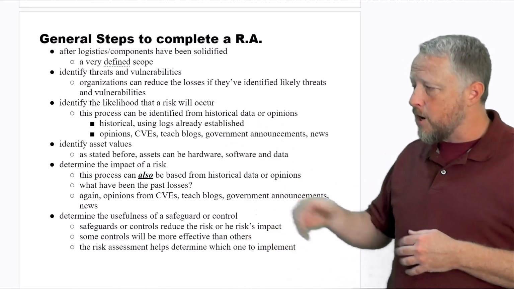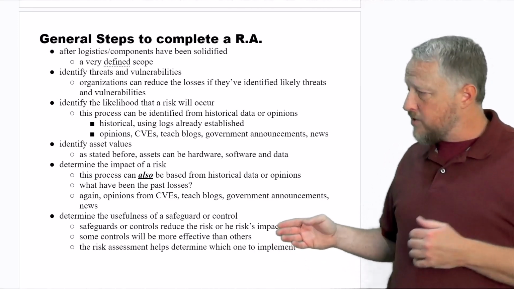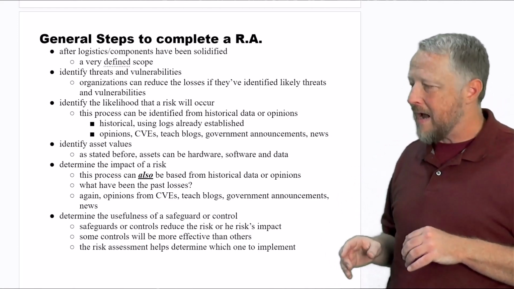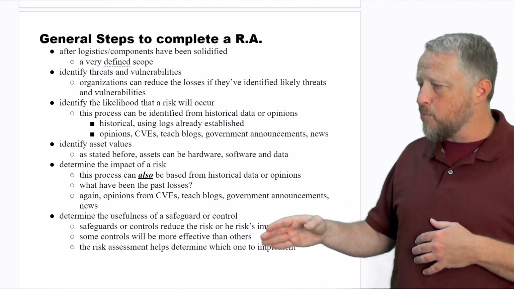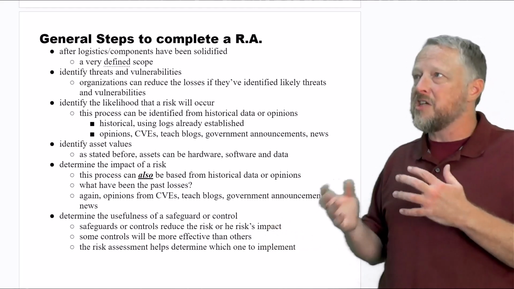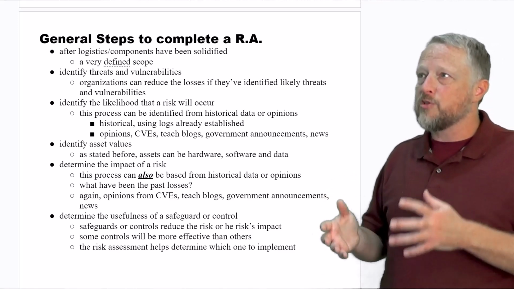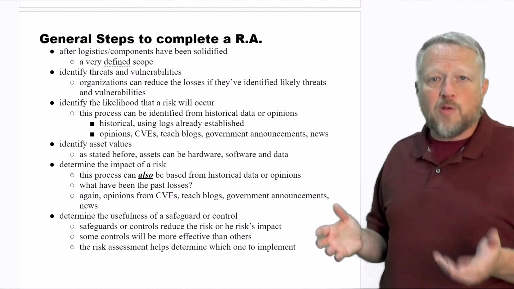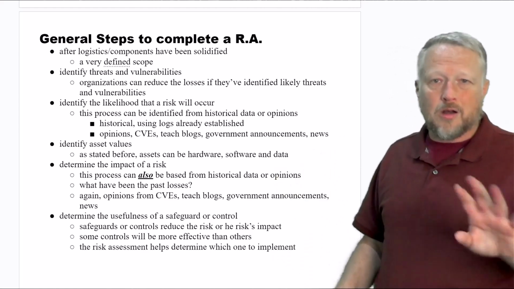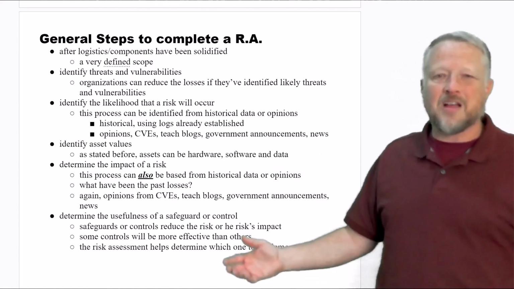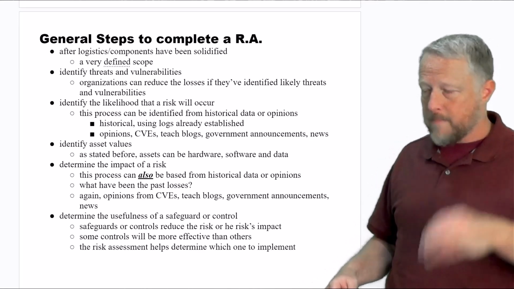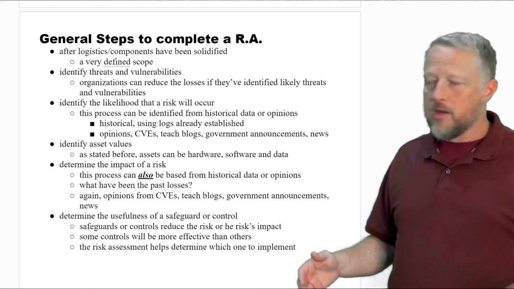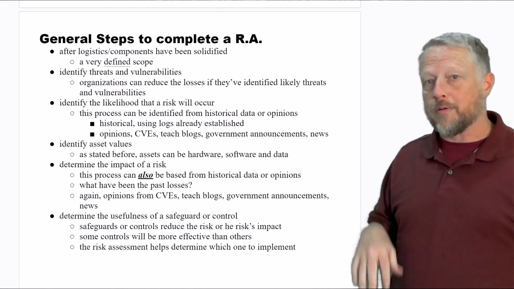The last part is to determine the usefulness of a safeguard or control. Safeguards or controls reduce the risk or the risk's impact. We know that part. But some controls are more effective than others. So there is going to be a CBA, a cost-benefits analysis, to see if it's worth it. It may not be worth it. Maybe just, hey, I lose a laptop, it's $100, the insurance is $50 on it. It's not worth it. I'm exaggerating, but I hope you get my point. The risk assessment will determine which one to actually implement. So that's the overall general steps that we're going to have for implementing our risk assessment.